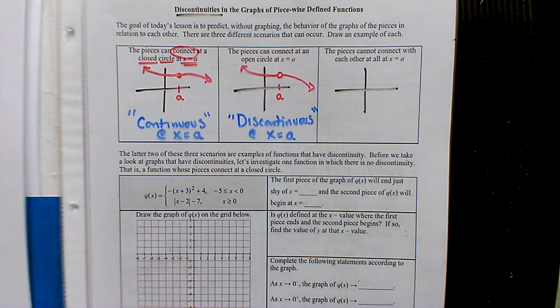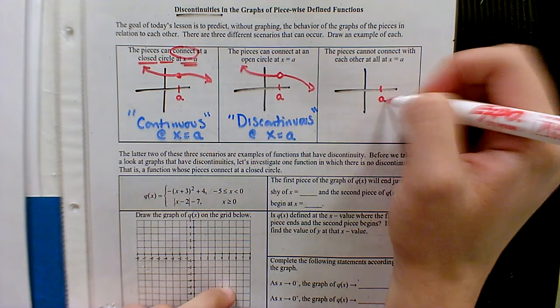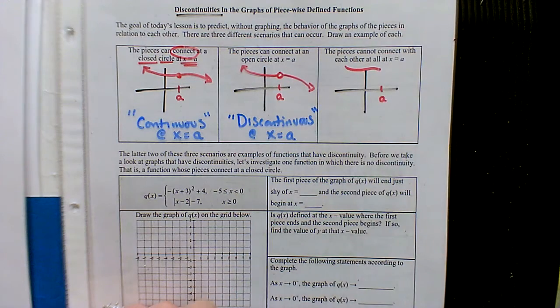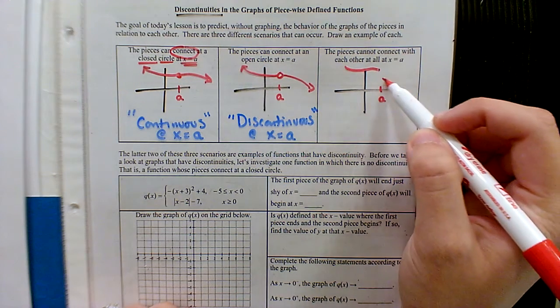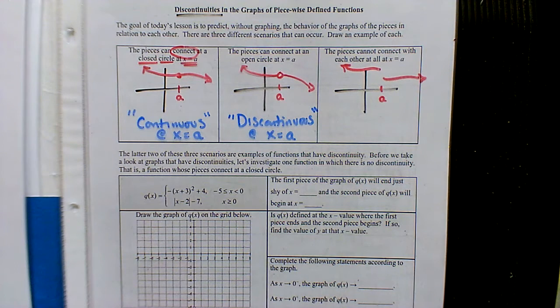So far, so good? We see the difference between continuous and discontinuous? Okay, our last one, the pieces cannot connect with each other at A. So maybe we have some graph to the left, but the graph to the right does not connect.